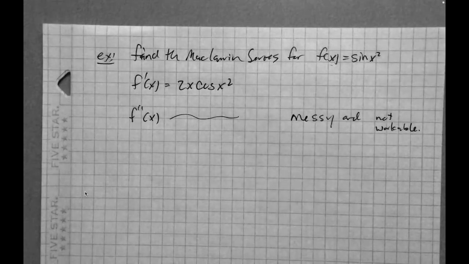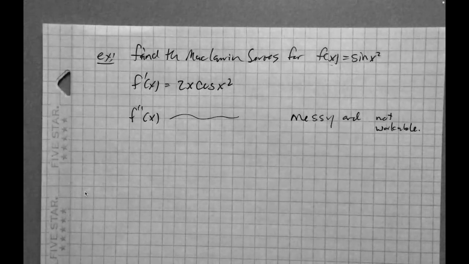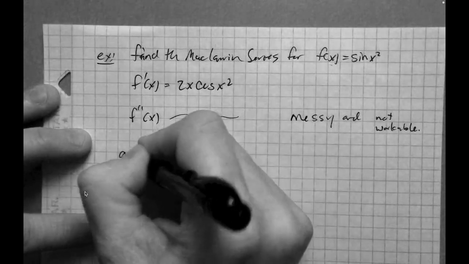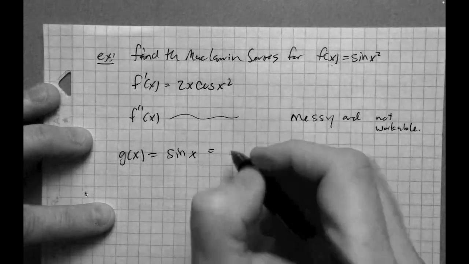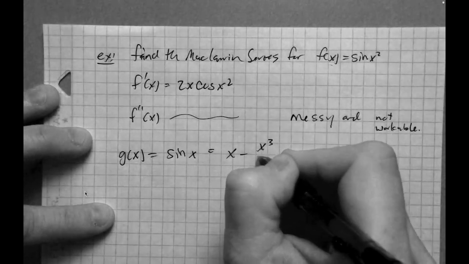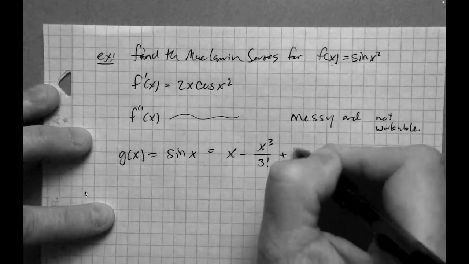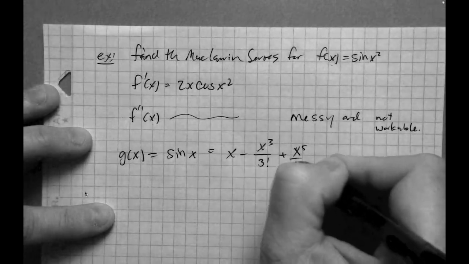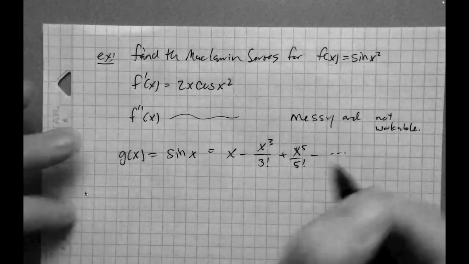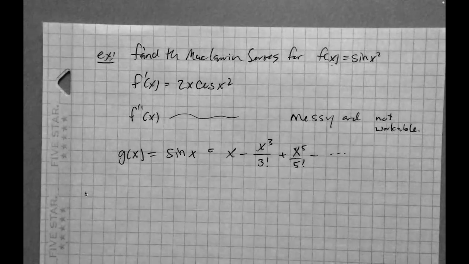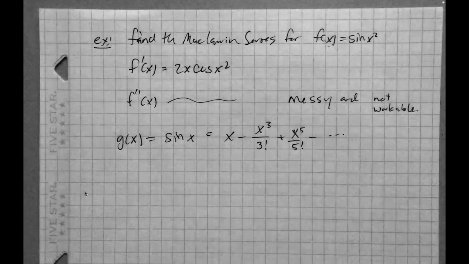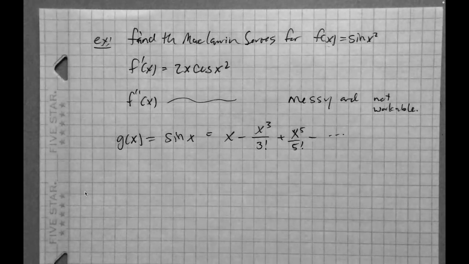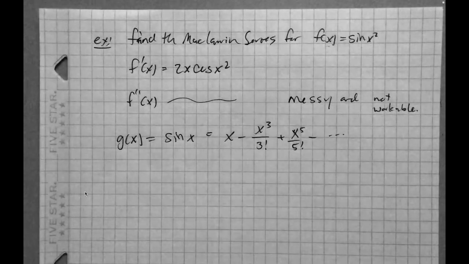It's going to be difficult to spot the pattern, basically. So what we can do is, again, let's pull back up our trusty g of x equals sine of x, which is equal to x minus x cubed over 3 factorial plus x to the 5th over 5 factorial minus, right? So we just saw this. And so can we find the MacLaurin series for this? You betcha. Not a problem. All we got to do is consider g of x squared.